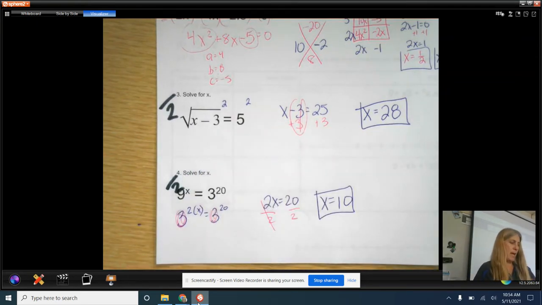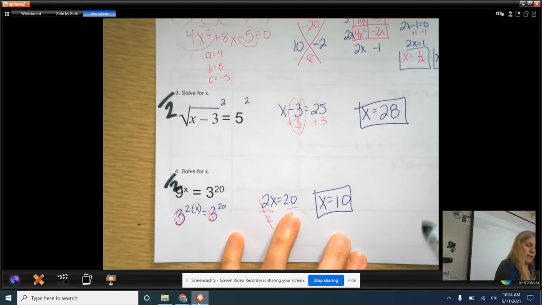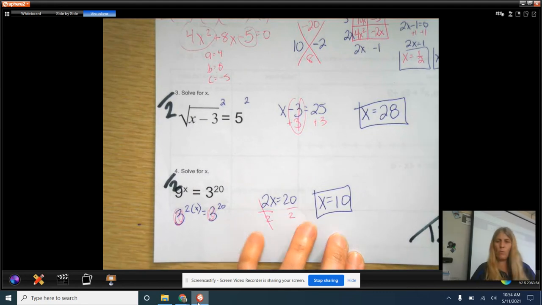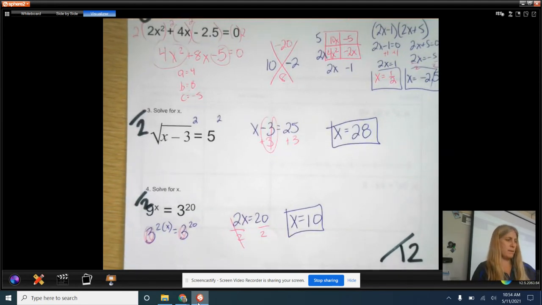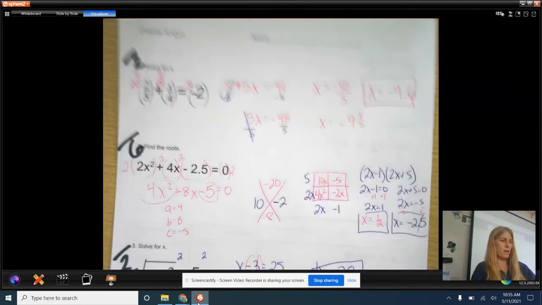So this first page is out of 6, 8, 10, 12. So go ahead and tally up the first page out of 12 possible points. Okay, let's go ahead and flip over to page number 2.